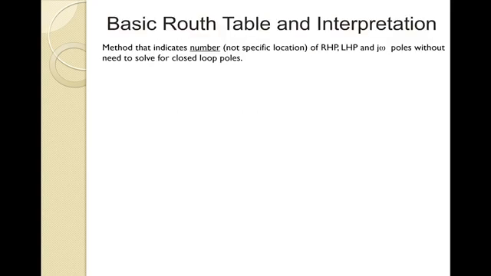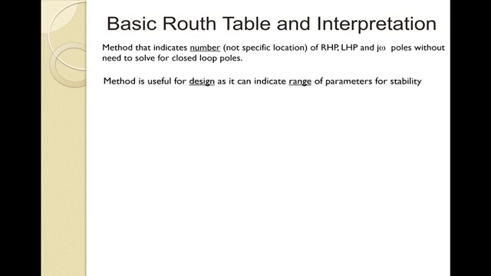And again, the Routh table, as we show here: what is it and what are we going to use it for? We're going to start here. The method indicates the number, not the location, but just the number of right half plane or left half plane and j omega poles without the need to solve for the closed loop poles. That is basically what the Routh table is going to provide. So again, it will provide the number of pole locations either in the left or right half plane, but not their actual location. Just enough information to say, is a system going to be stable or not?